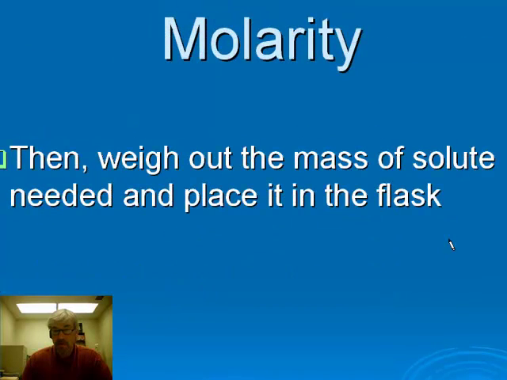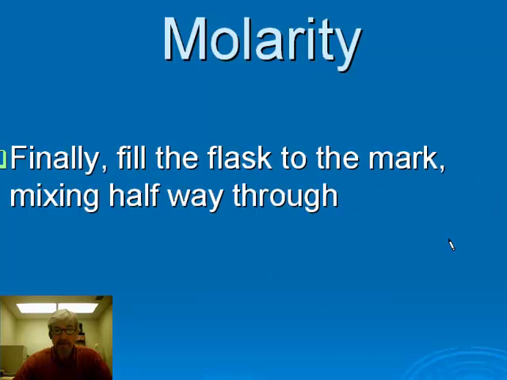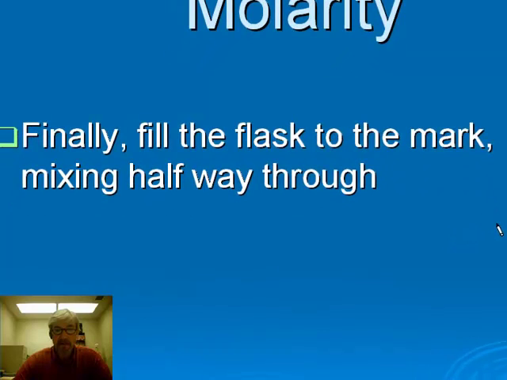Next, I'd weigh out the mass of that solute and put it in the flask. So I'd weigh out 2.9 grams to make my 500 milliliters of 0.10 molar NaCl. And then the last step is I'd fill the flask right up to the mark that tells me when I have exactly 500 milliliters. Halfway through, when I still have room to slosh it around, I'll swirl it a bit to make sure that the salt dissolves, and then I'll fill it up to the top. So let's watch a little video of that process in real life, and then we'll talk about another way of creating a solution of known molarity.